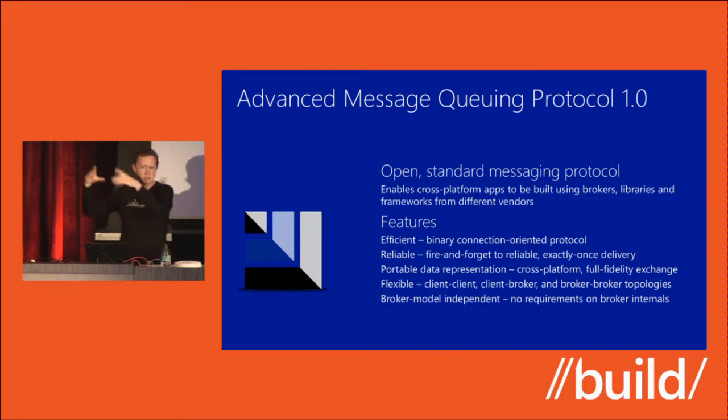So it looks like a message that's got a property bag that contains a string and an int and a list and things like that. It's flexible in that you can use AMQP between clients as a peer-to-peer protocol, or as a protocol between clients and a broker, and also between brokers.